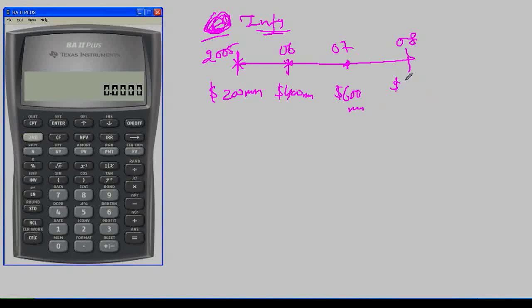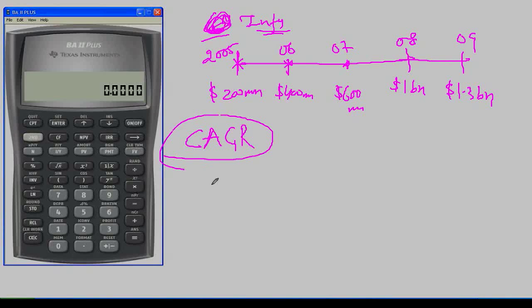In 2008, they generated $1 billion of profit. In 2009, they generated $1.3 billion of profit. So this is the way that Infosys profit has grown. I want to know at what compounded annual growth rate Infosys profit has grown. How will I compute this? Can we say that Infosys final profit is 1.3 billion, and its initial profit is 200 million.